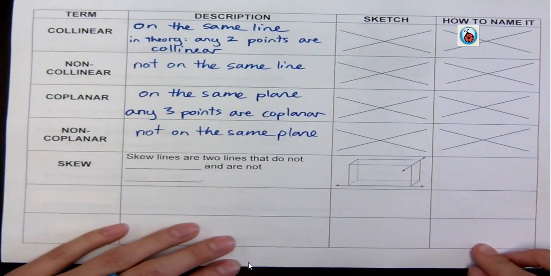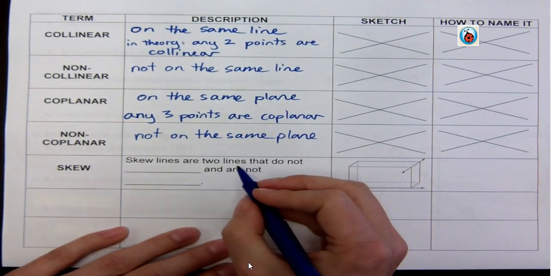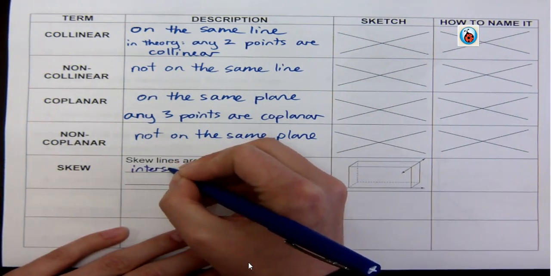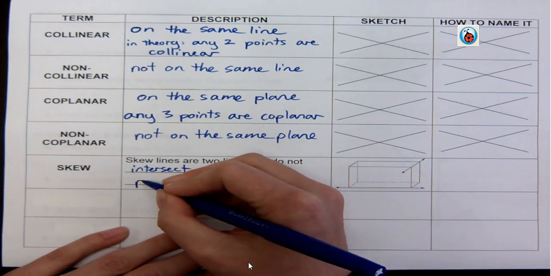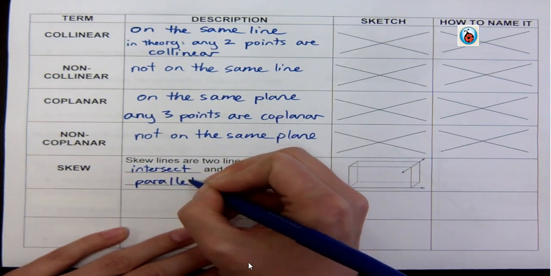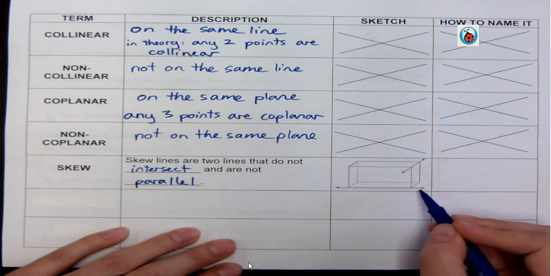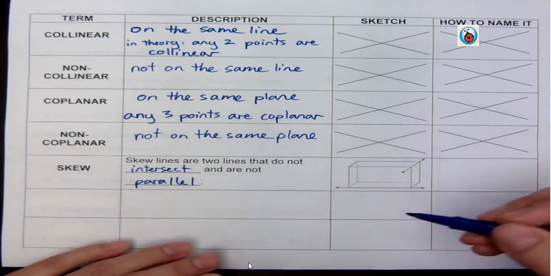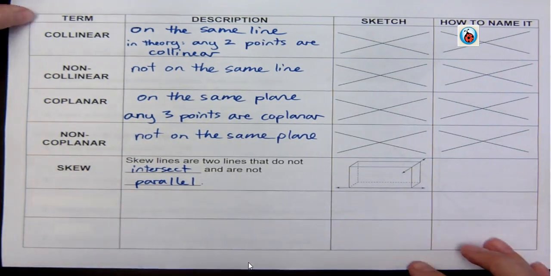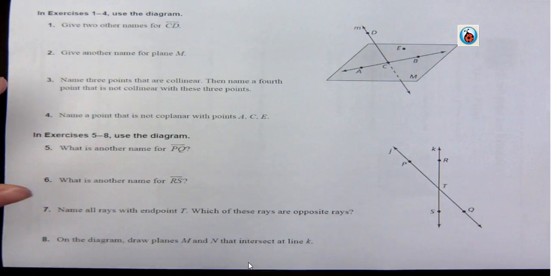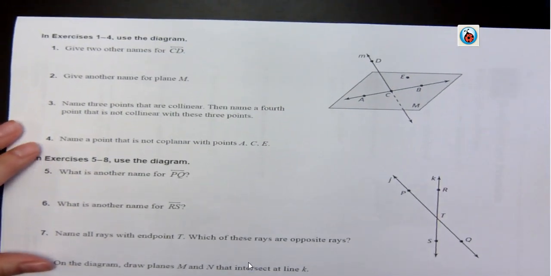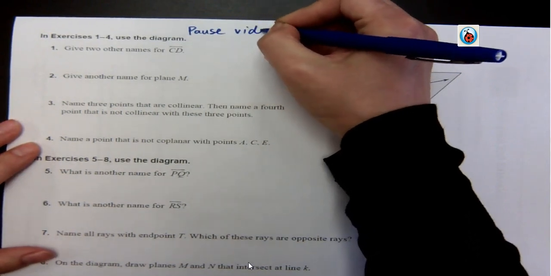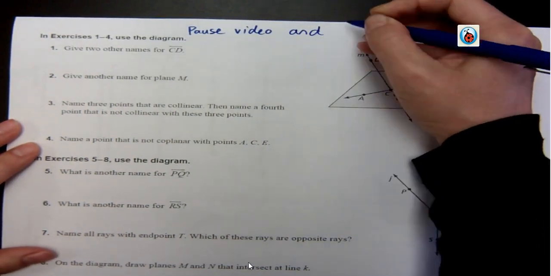And then our last vocab word is skew lines, or 2 lines that do not intersect and are not parallel. So it's when you have a 3D object, like the bottom line here and that top line going that direction, they will never intersect, they're not parallel. Okay, so on this page, you're going to go ahead and pause the video and try these on your own.